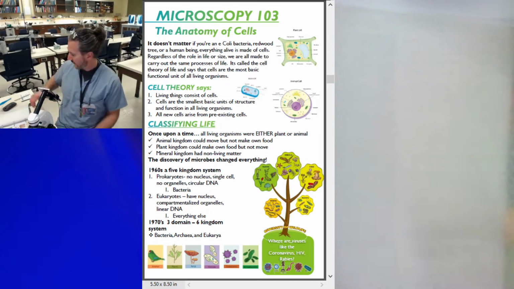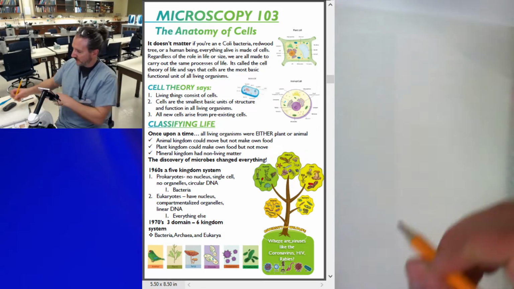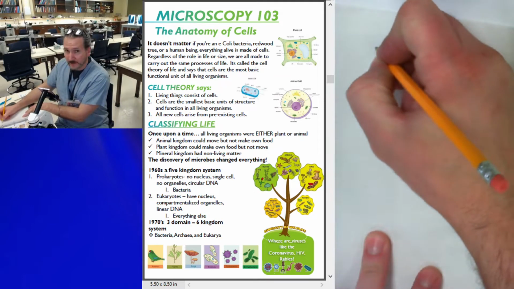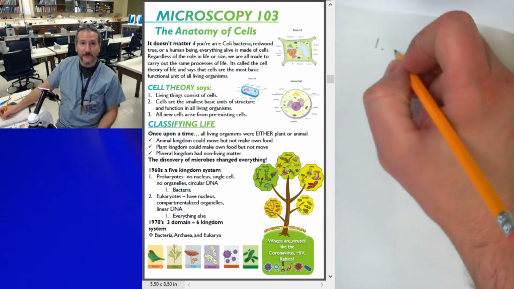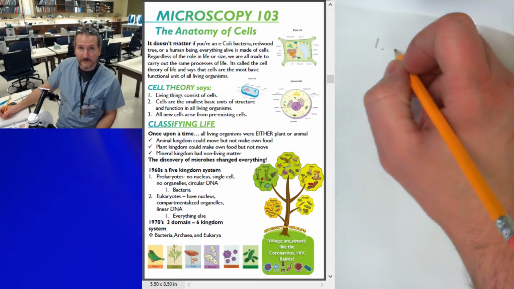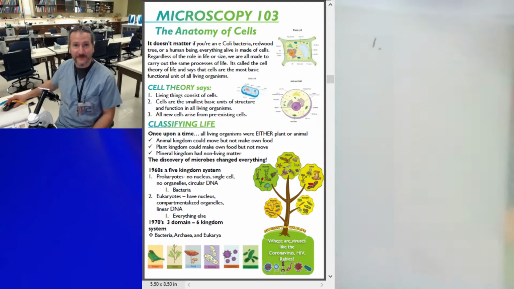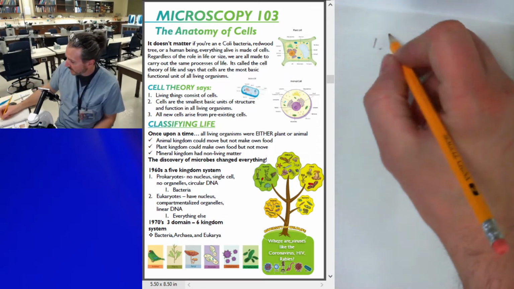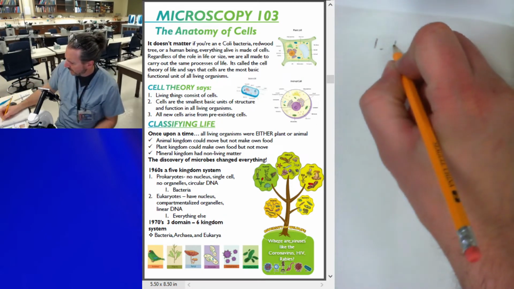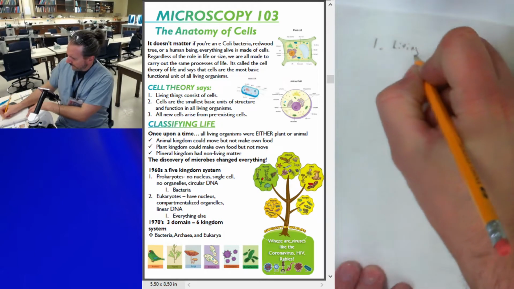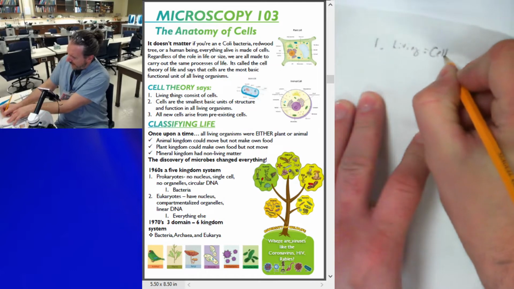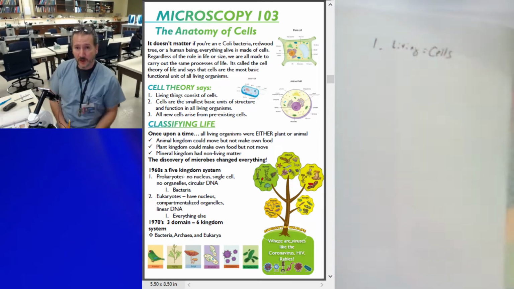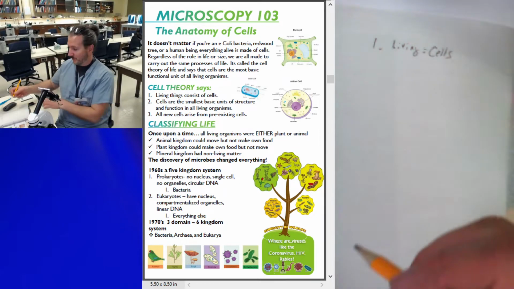So the first thing you'll notice about cells is that everything that's alive consists of cells. So living things need cells. You have to have cells. If you're smaller than a cell, you're not alive, which is number 2.